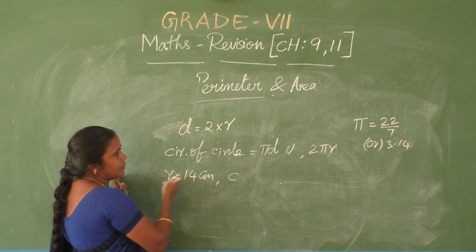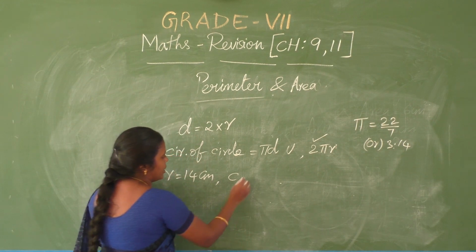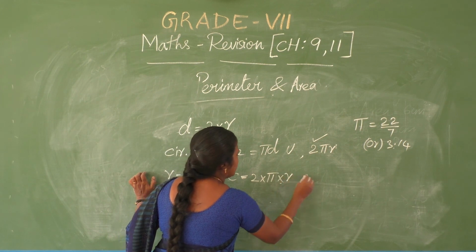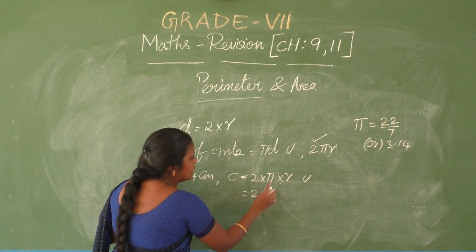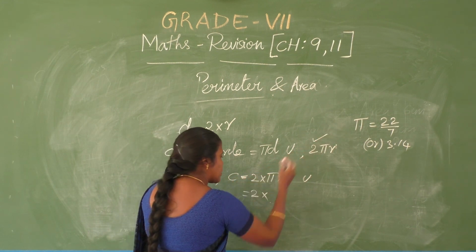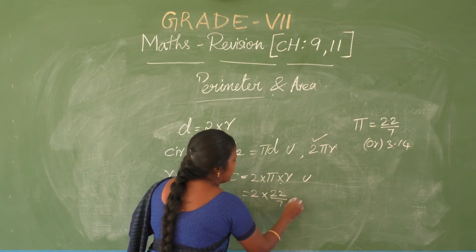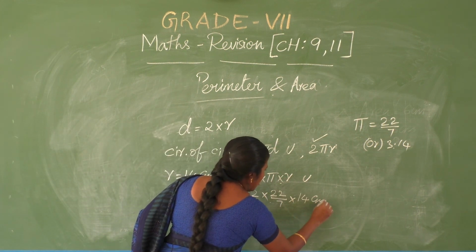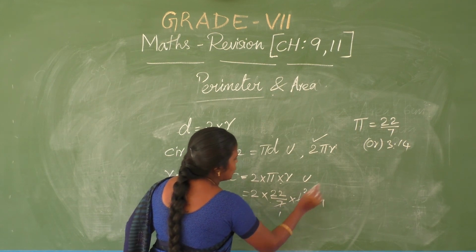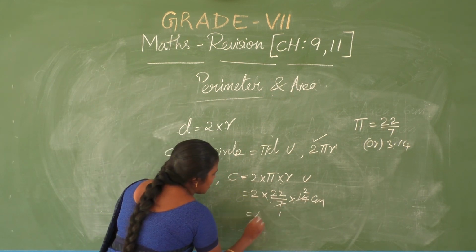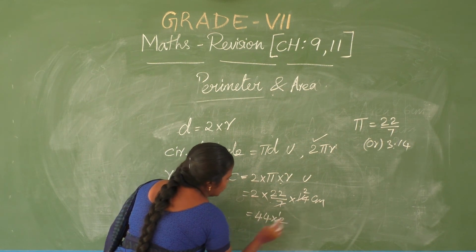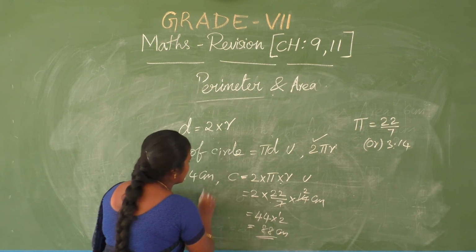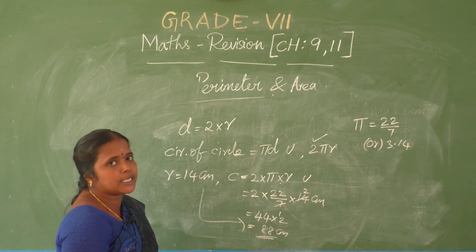What to do? When the radius is given, which formula can we select? 2 pi r. So circumference of the circle equals 2 into pi into r units. 2 into pi value, in fractional expansion that is 22 by 7, into r. What is the given value? 14 centimeter. Both will be cancelled, no? 1 7 is 7, 2 7s are 14. 2 22s are 44, into 2, 4 2s are 8. 88 centimeter is the circumference of the circle when the radius is 14 centimeter.